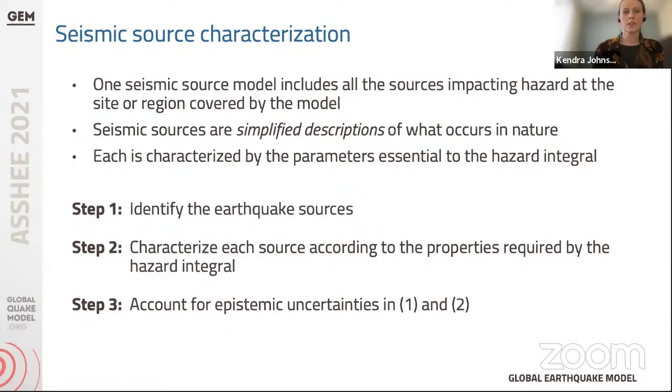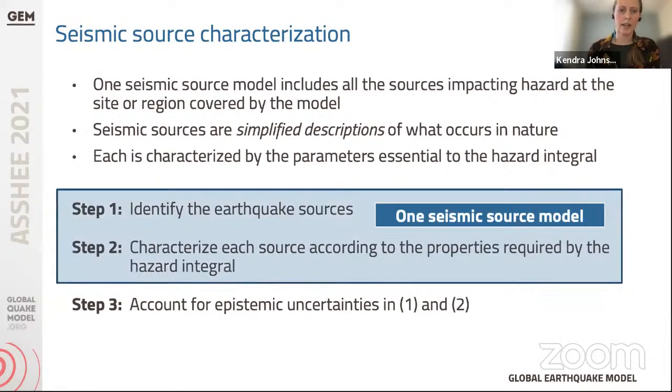So each of these seismic sources needs to be represented by parameters that are essential to solving the hazard integral. So we'll go through each of the main steps for that today, but I've bulked them into three main steps. The first is to identify the actual earthquake sources. The second is to characterize the sources according to the properties required by the hazard integral. And then the third step is to account for the epistemic uncertainties in steps 1 and 2. And in principle, steps 1 and 2 comprise a single seismic source model, and this is actually enough for solving the hazard integral. However, it's good practice to also account for the epistemic uncertainties.